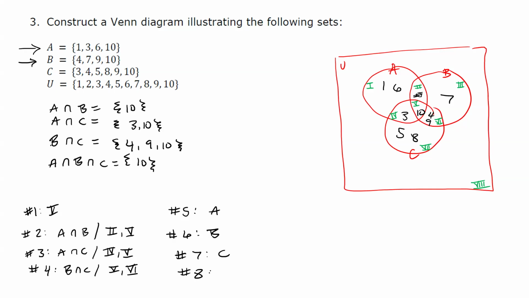And then step number 8 is the universal set. Okay. So all the numbers that aren't already within the subsets A, B, and C. So that would be the number 2. Okay. So this would be region 1 that we did, and then region 3, region 7, and then region 8. Okay, so we do it in that order.